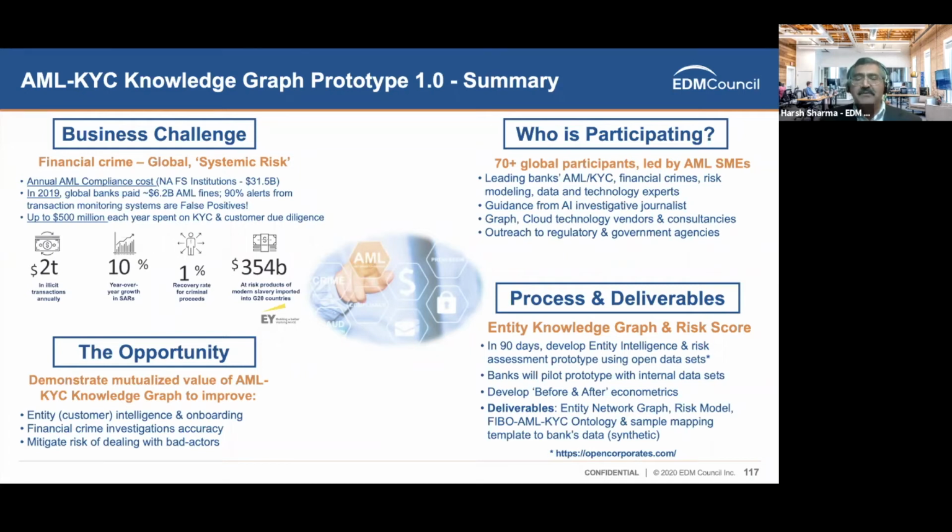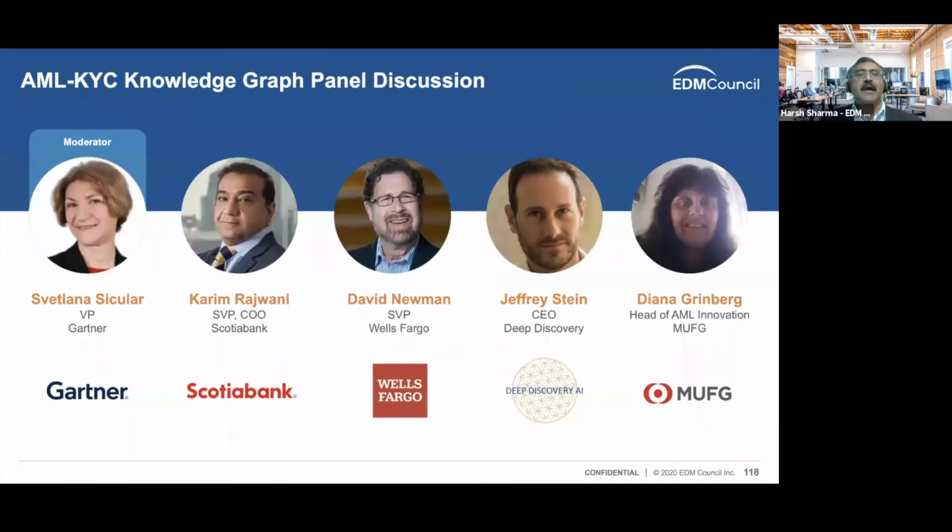So with that background, let me turn it over to Svetlana, but also introduce very briefly, as I said, Svetlana will be moderating this session, and we have Karim Rajwani, SVP from Scotiabank. We have David Newman, SVP from Wells Fargo. We have Jeffrey Stein, CEO, Deep Discovery. He's an AI investigative journalist. And we also have Diana Greenberg, who is head of AML innovation and econometrics at MUFG. So with that, Svetlana, please take it away, and let's have an exciting conversation.